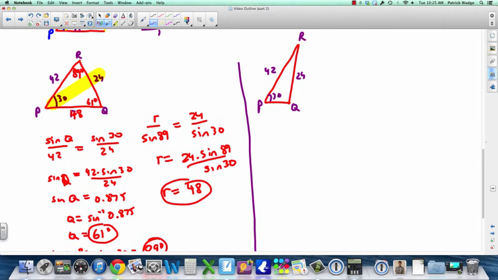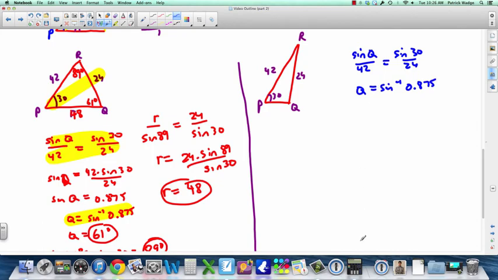Okay, so what you would do to start here is you would try to find angle Q, just like you did over here. And to do that, you would do sine Q over 42 equals sine 30 over 24. And if you take a look at what I just wrote here, do you see that it's exactly the same as what you wrote here? Exactly. So you're going to do exactly the same thing. You're going to end up down here. You're going to solve it the same way. You're going to end up with Q equals inverse sine of 0.875.